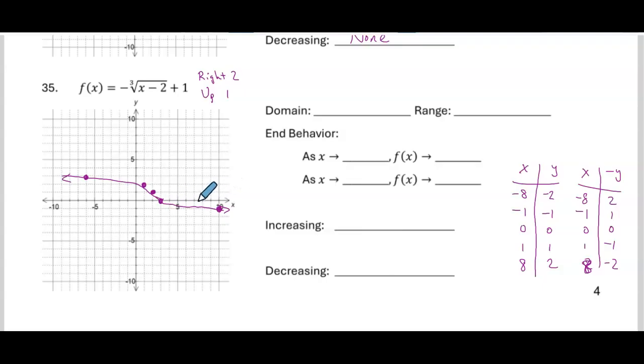Okay, cube root graphs are always an infinite domain because we have a left arrow and a right arrow. And they're also always infinite range because there's an up arrow and a down arrow. Not as much to think about with these. As x goes to the right, f of x goes down. And as x goes to the left, f of x goes up. Increasing. This graph's going down the whole way. So none and infinite. All right, that'll do it for page 4.